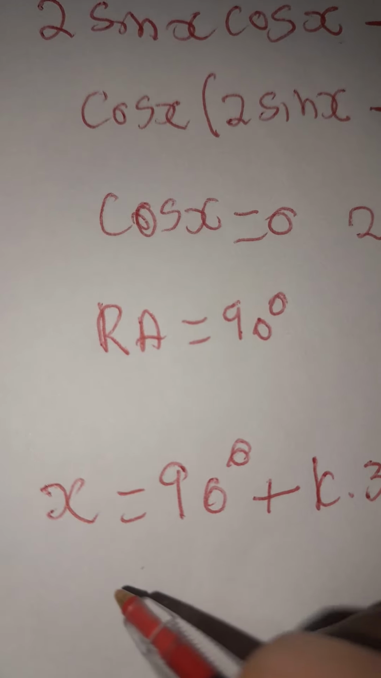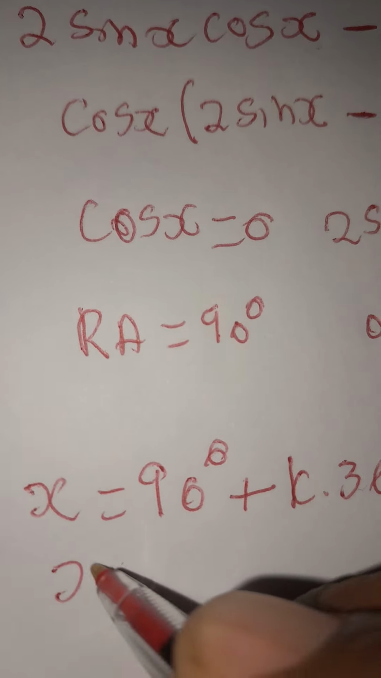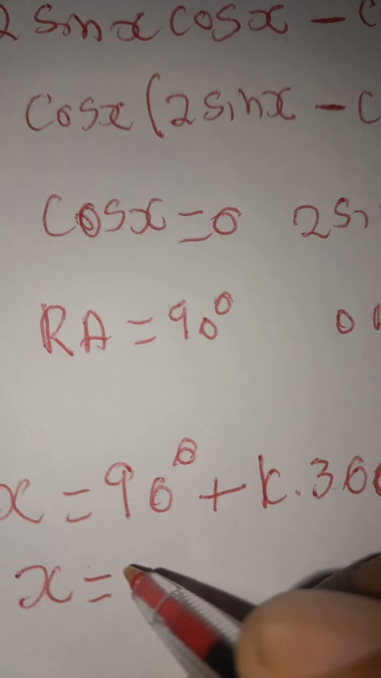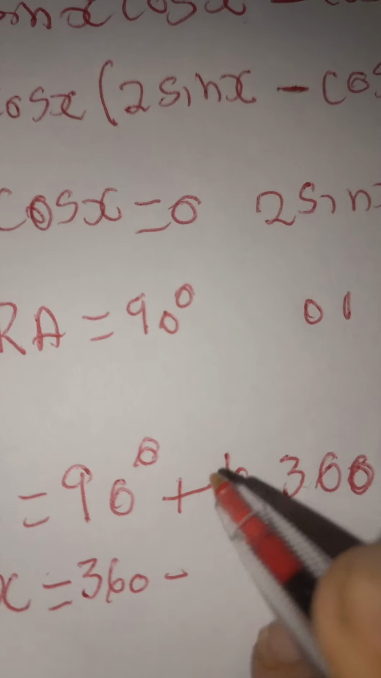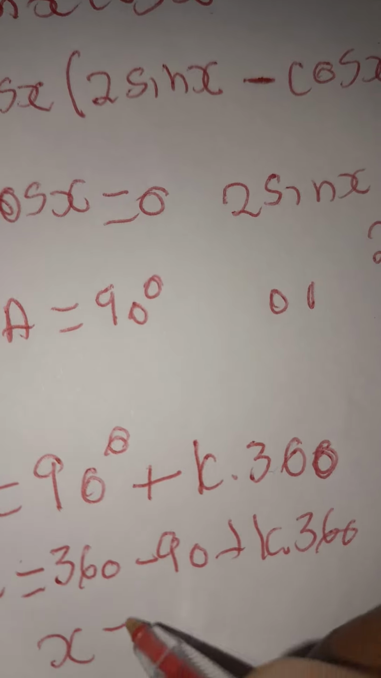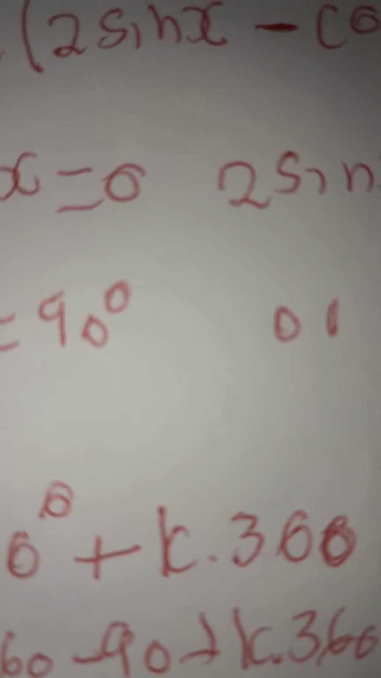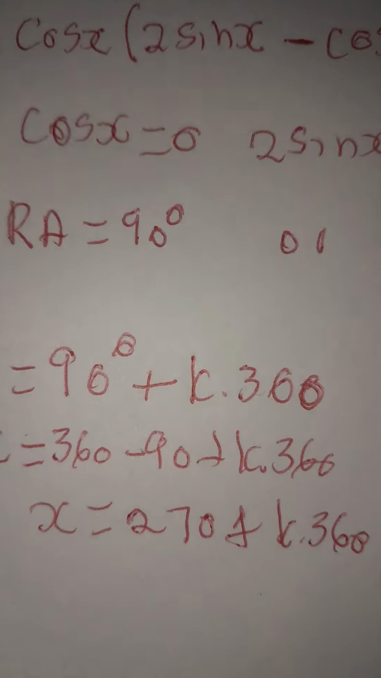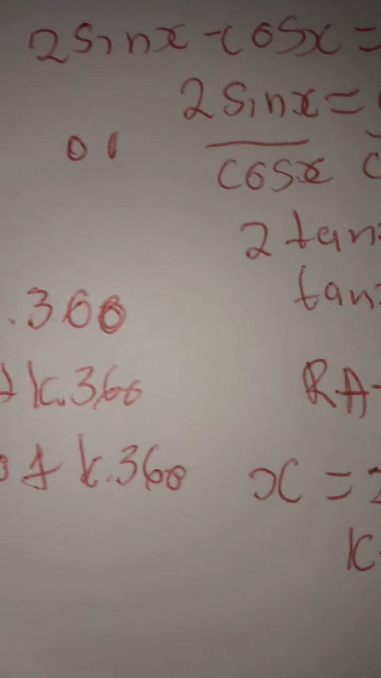Another solution here, we may think, where is cos positive? Cos is positive on, remember the CAST diagram, all students take coffee, on the 4th quadrant. So we are going to say 360 subtracted by 90 plus k times 360. 360 subtracted by 90, that is 270. 270 plus k times 360.